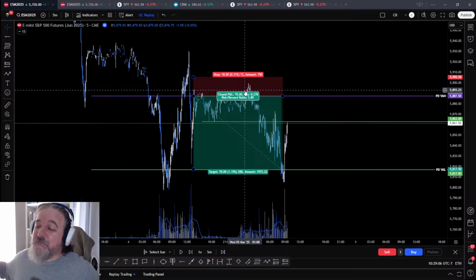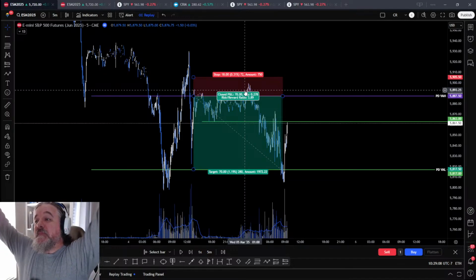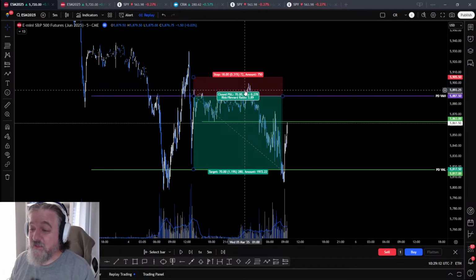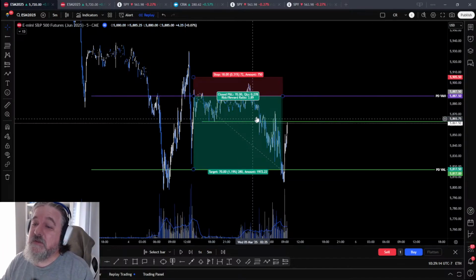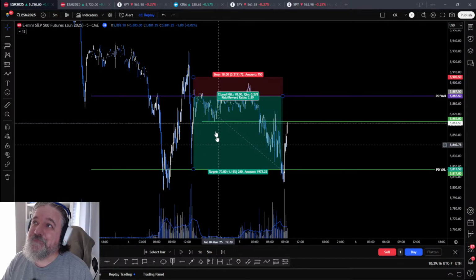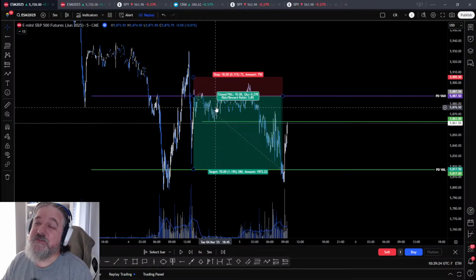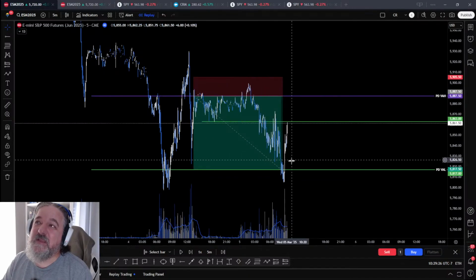Because mathematically, as a good trader, I want to be making a minimum of $2 for every dollar I risk. But if I keep trailing my stop loss, I'm not really risking $1 to make two, right? Because there's a chance if I trail my stop loss at any time.